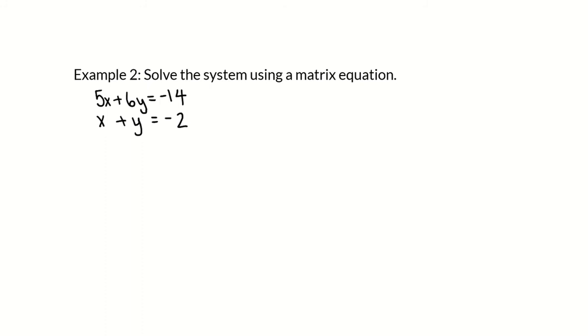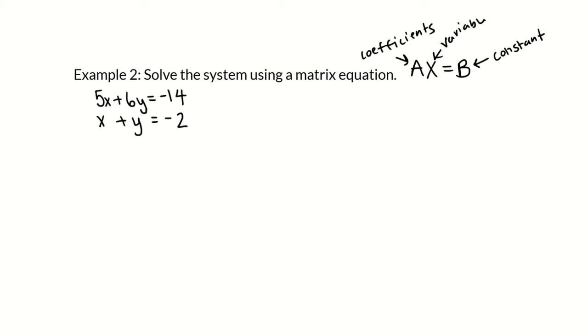Example 2, let's now solve a system using a matrix equation. So our system is 5x plus 6y equals negative 14, x plus y equals negative 2. And we're going to try to turn it into a matrix equation, A times X equals B, where A is called the coefficient matrix, X is the answer or the variable matrix, and B is the matrix that holds the answer numbers in these equations. So we'll call it the constant matrix.